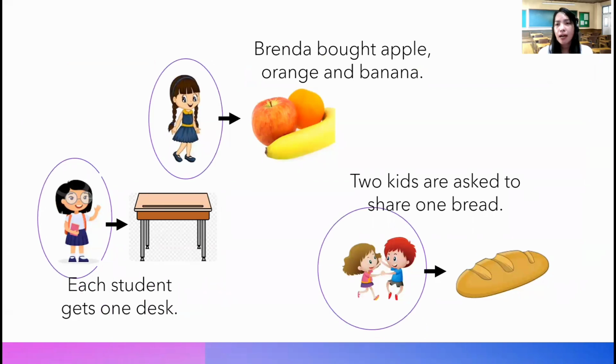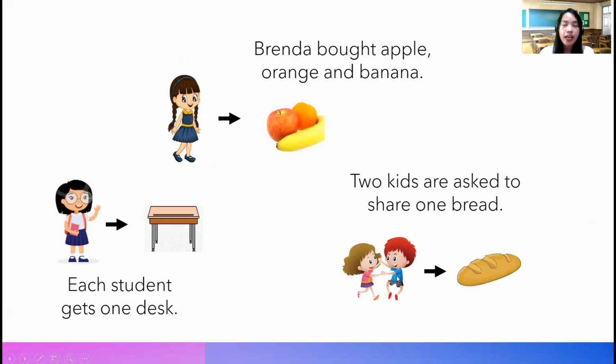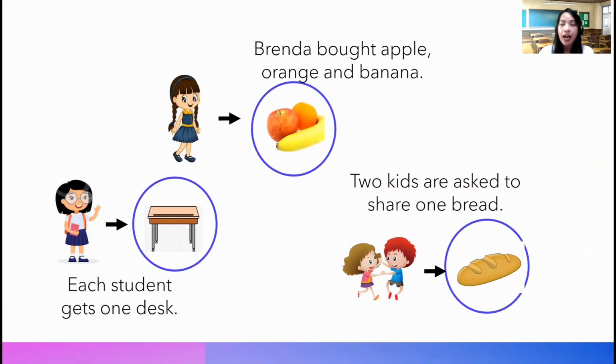Alin ba dito sa nabanggit ang domain? Lahat ng elements na nasa first set, ito yung tinatawag na domain. Lahat naman ng elements na nasa second set, ang tawag dyan ay range. Here, desk, apple, orange, and banana, bread are the range.